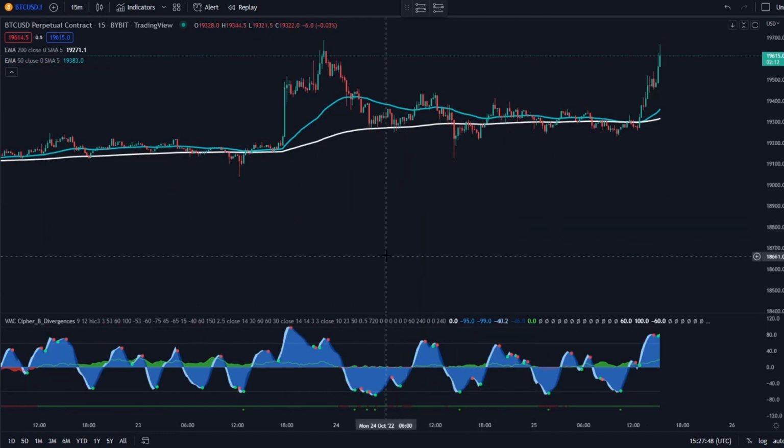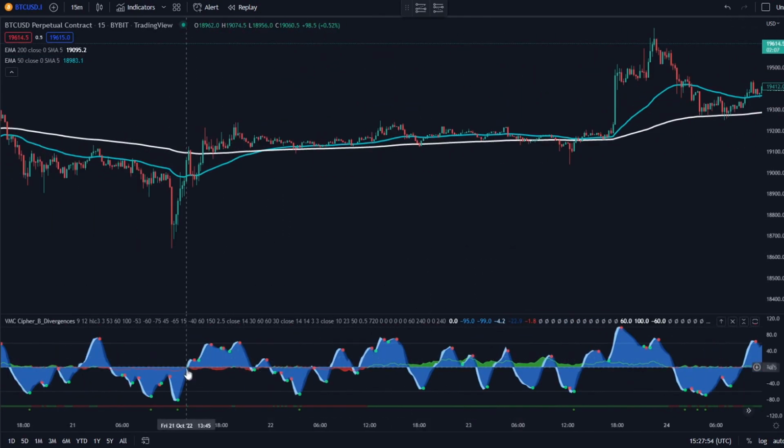Now a little explanation on the Cipher B plugin. In the middle we have the money flow, which turns green when it's above the zero line, and turns red when it's below the zero line. Next we see the blue waves, and the red and green dots which indicate crosses. Now the green dot is a cross up, while the red dot is a cross down.